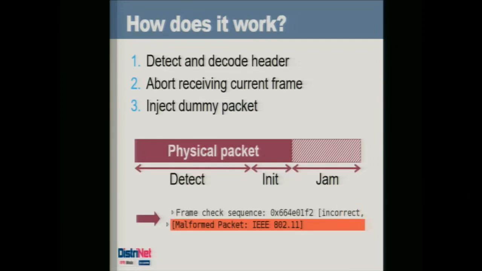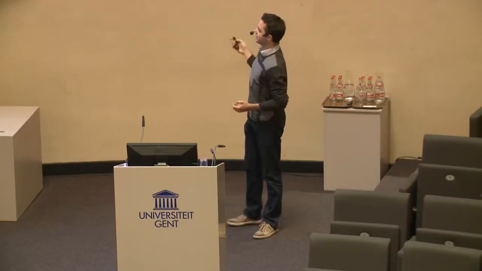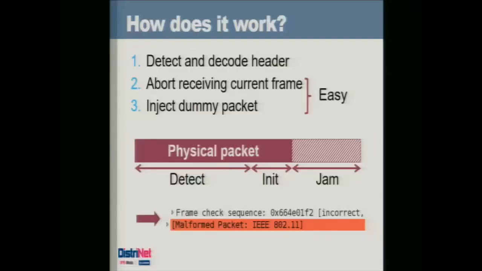So it turns out that point 2 or 3 are actually very easy to do using our devices. It's point 1, which is decoding the header of a packet while it is still in the air. That is very difficult to do using our cheap devices. But of course, I'm giving the talk here, so we managed to pull this off anyway.